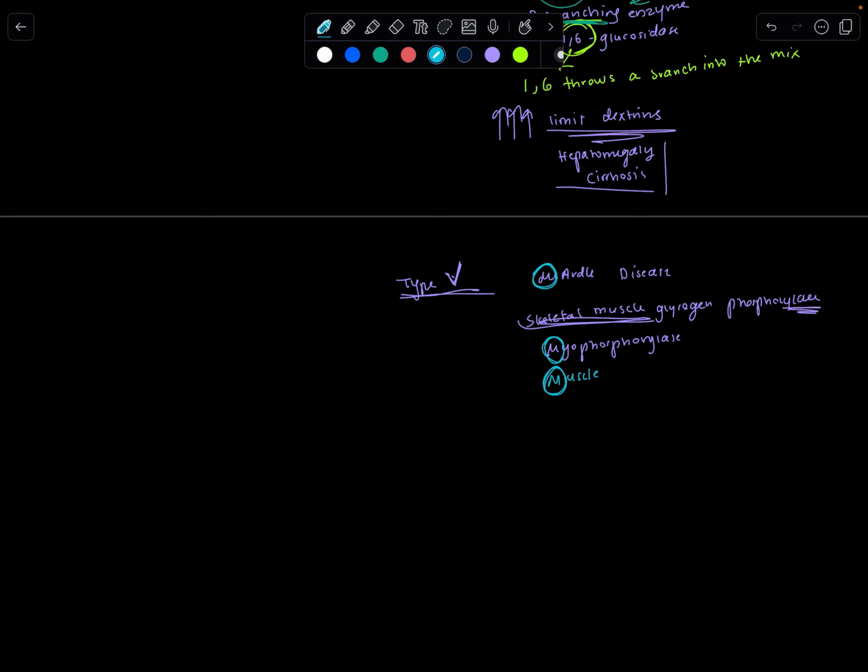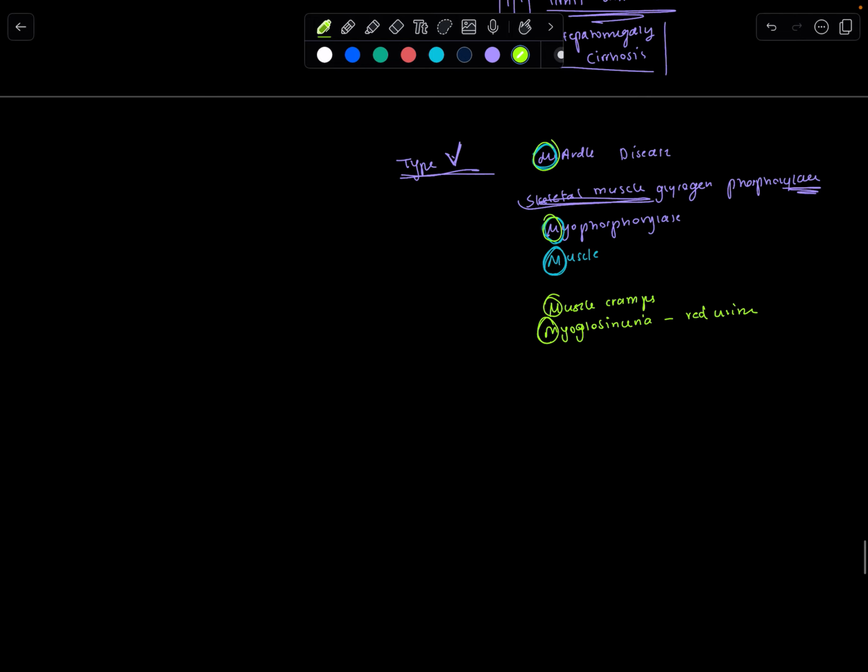So in this disease, patients are going to present with muscle cramps, myoglobinuria, which is basically red urine. And there's an M in there, there's an M in muscle cramps, there's an M in myophosphorylase, and there's an M in McArdle. And another symptom is arrhythmia, and another symptom is the second wind phenomenon. And this is commonly noted during exercise.